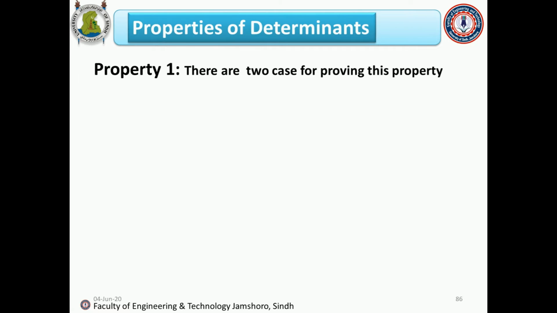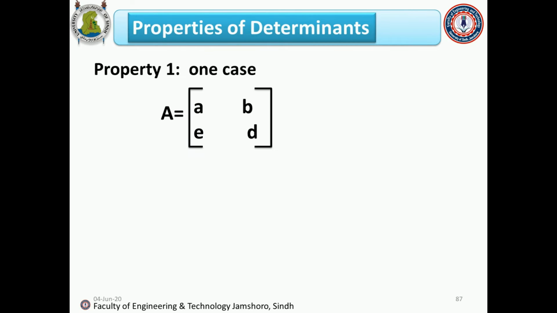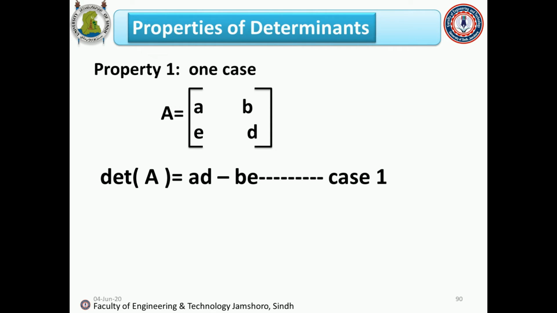So there are two cases for proving this property. Number one, if you have the matrix A, B and E, D, then find the determinant of that matrix, and you know the 2 by 2 determinant is easy to find. So we have AD minus BE. Simple as that. So one case is that matrix, and you can find the determinant of that matrix. We call it case 1.